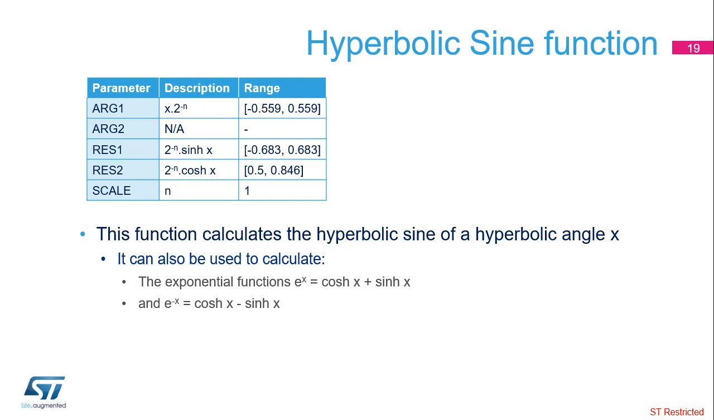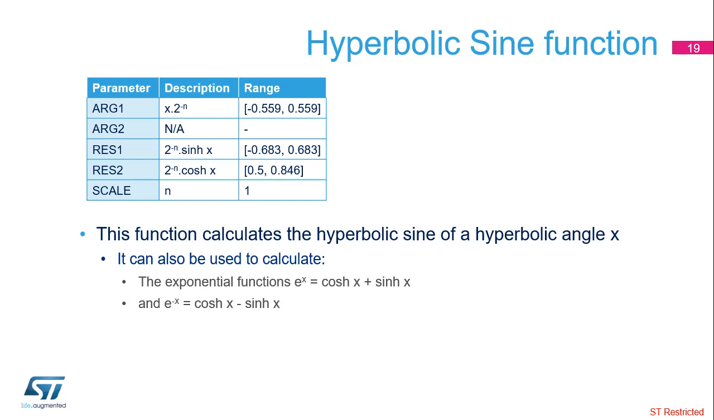This slide describes the features of the hyperbolic cosine function. The primary argument is the hyperbolic angle x. Only values of x in the range -1.118 to +1.118 are supported. Since the minimum value of cosh x is 1, which is beyond the range of the Q1.31 format, a scaling factor of 2 to the minus nth must be applied in software. The factor n equals 1 must be programmed in the scale parameter.